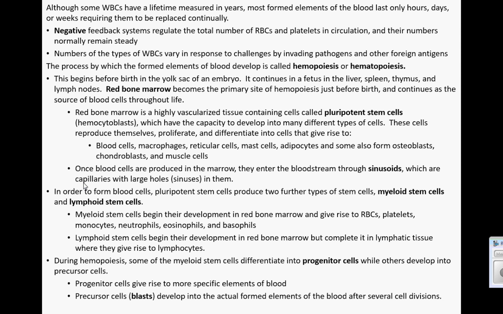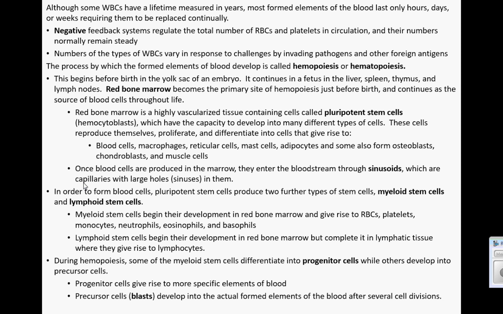Anyway, the process in which we form the formed elements, or make them, is called hemopoiesis or hematopoiesis. Both those terms mean the same thing. Okay. And it actually has to begin before birth, as we're all aware, probably. It begins very early in development in an embryo, in what we call its yolk sac. And in a fetus, as it continues to grow, it will then transition over into the liver, spleen, thymus, and lymph nodes.